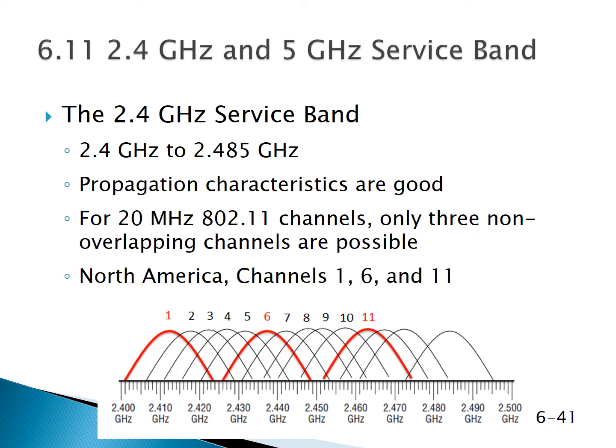So in Wi-Fi, as we said, there is the 2.4 gigahertz service band and also the 5 gigahertz service band. Basically, there are two bands that are assigned for Wi-Fi. 2.4 gigahertz to 2.485 gigahertz is normally referred to as the 2.4 gigahertz service band. The propagation characteristics are good. For 20 megahertz channels, only 3 non-overlapping channels are possible, because for some of the standards in 802.11, each channel is 20 megahertz.